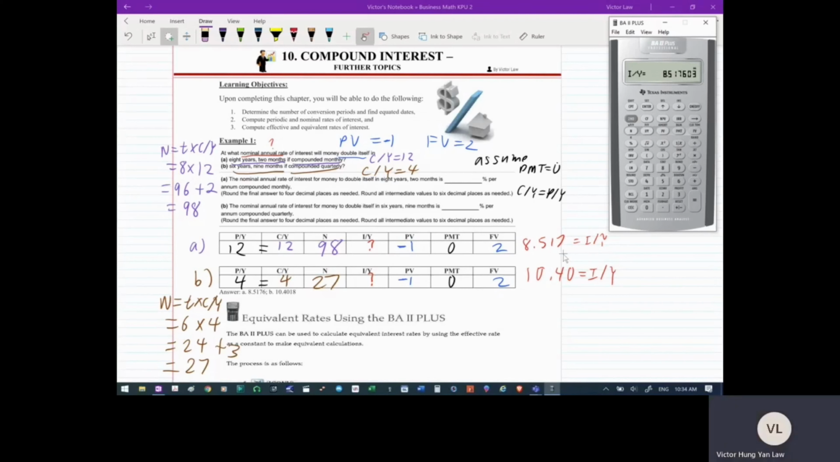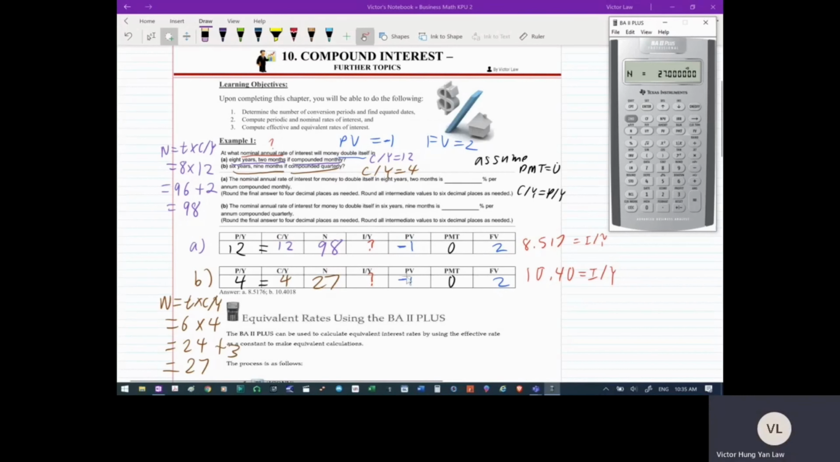And that's part A. And we're going to do the same for part B. It's the same step in the financial calculator. We start from the PY and CY. So second function, PY is 4. So 4, enter, arrow down to CY, 4, enter. So once we type in PY and CY, then we start typing in the N. So we clear on the financial calculator, and then we type in 27, and then N, and that will set our number of period to 27.